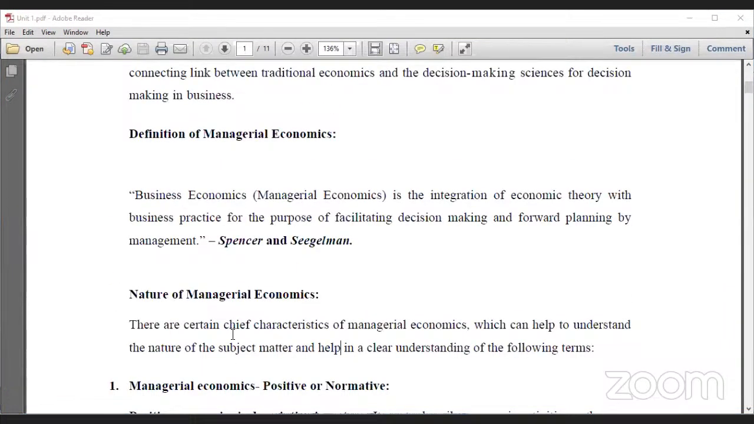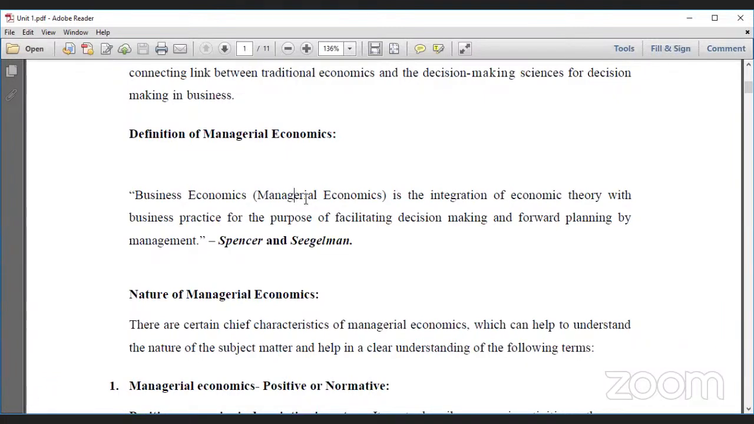Okay, so we will start. This is the first unit, easy, just theoretical answers. After that, if time permits, we'll go for your assignment questions or selective questions. If time doesn't permit, then we can arrange another class. Okay.